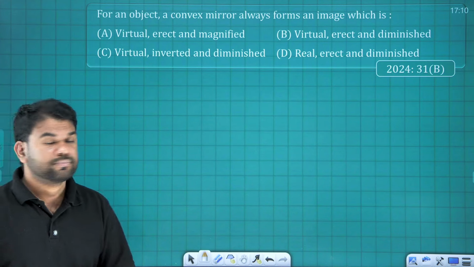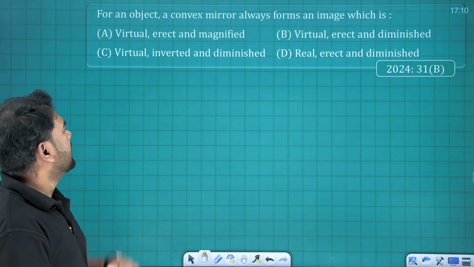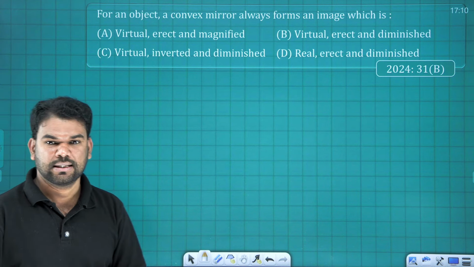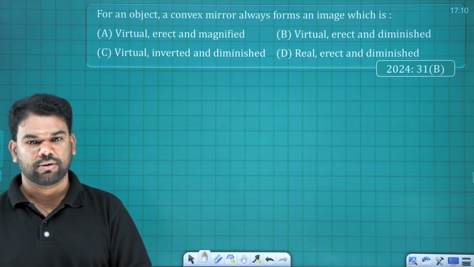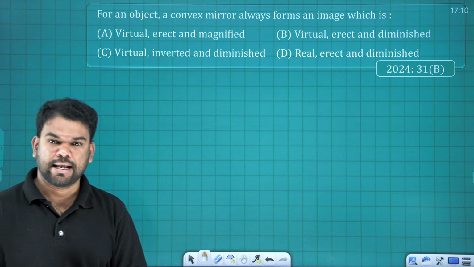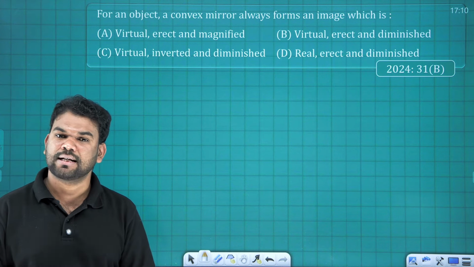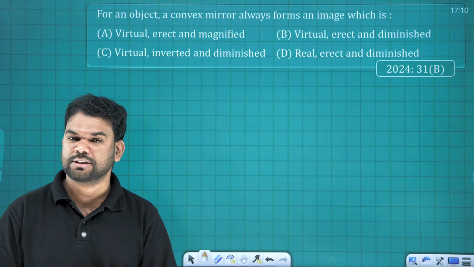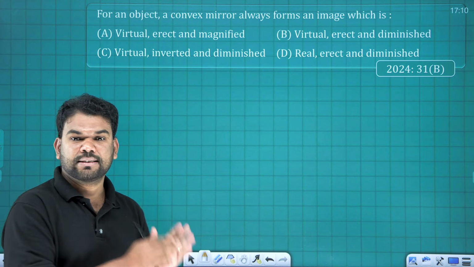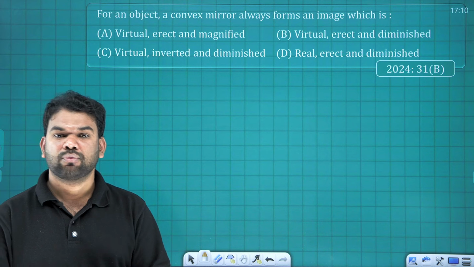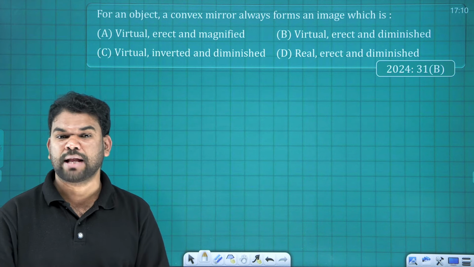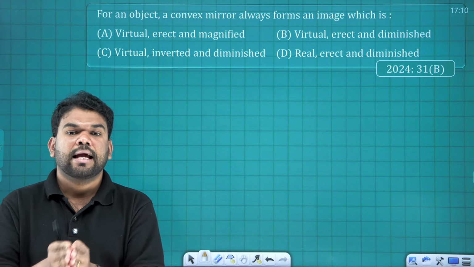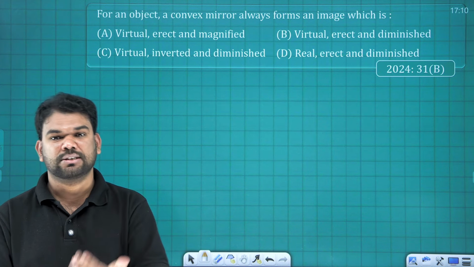Now, the next question. For an object, a convex mirror always forms an image which is... we know that the question is based on the convex mirror. A convex mirror can always form what type of image? It is none other than a virtual, erect, diminished image. Only two cases are there for a convex mirror. First case is object at infinity, you will get the image at the focus. Second case, anywhere on the principal axis between infinity and pole, if you keep the object, again you will get a virtual, erect and diminished image.